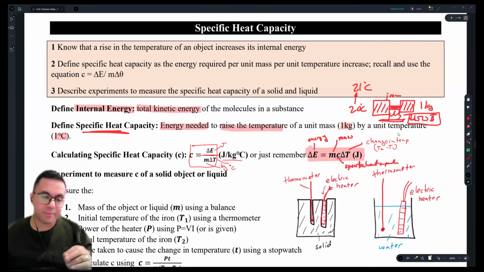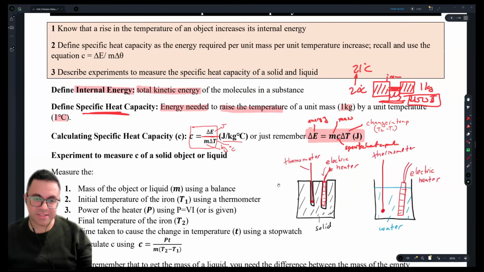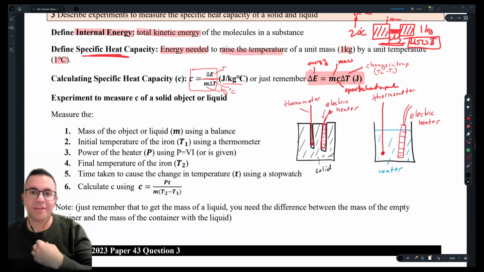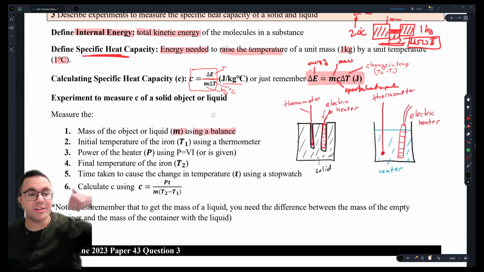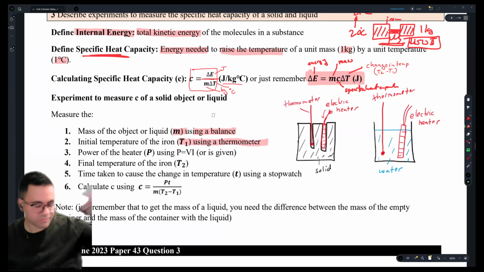A very common experiment that we use to find the specific heat capacity of any substance uses these rules, by the way. If I want to find the specific heat capacity of a substance, it's E over m delta T, which means I need to measure the mass. That's easy, I use a balance. Then I need to measure the temperature, so I use a thermometer. I measure the initial temperature using the thermometer.